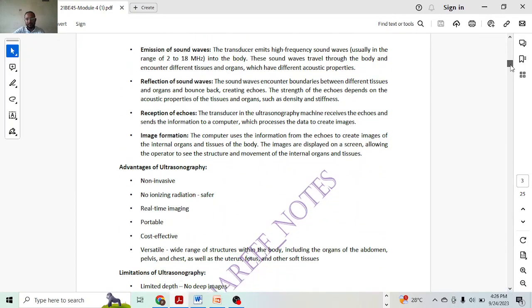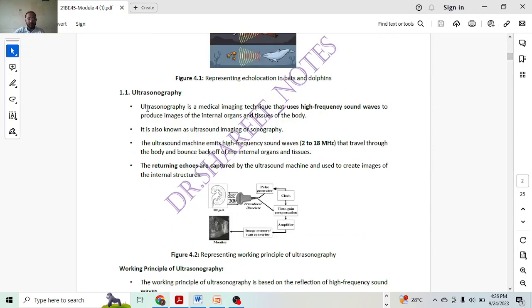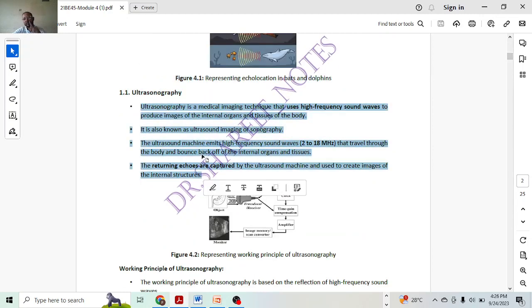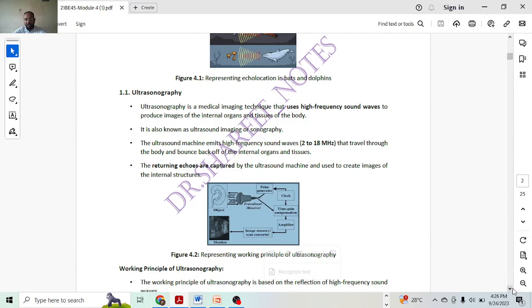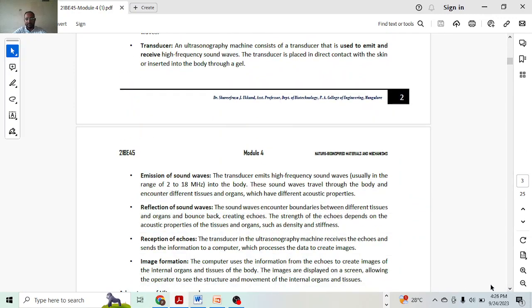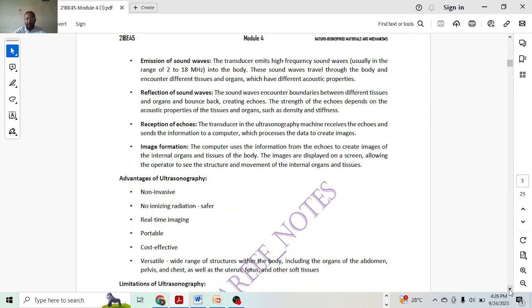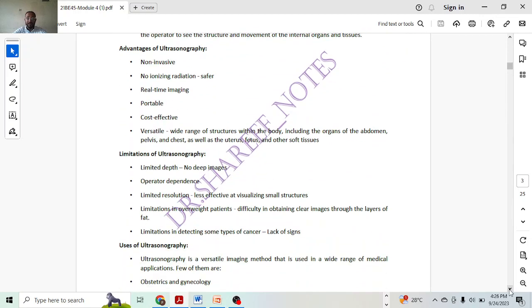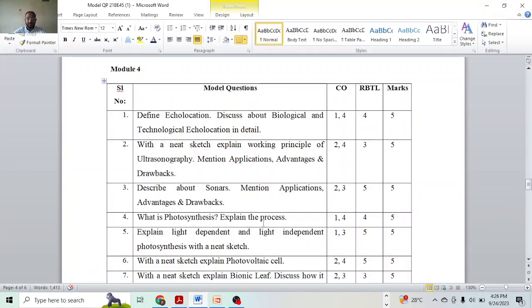Out of the whole introduction, make sure you reduce it to only 1 or 2 short points, 1 mark you will get, and the image will get 1 mark, so total 2 marks. And the working principle of ultrasonography will get you 2 marks. Now they have mentioned applications, advantages and disadvantages. Advantages and disadvantages will give you 1 mark, application will give you 1 mark, principle will give you 2 marks, and introduction will give you 1 mark. So 1 plus 2 plus 1 plus 1, that will be 5 marks.